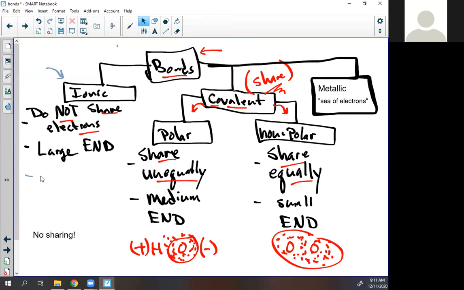All right, you're going to add more here. Bond between cation and anion. Okay, super important, they do not share electrons. That's because of their large electronegativity differences that it's a bond between the cation and the anion.